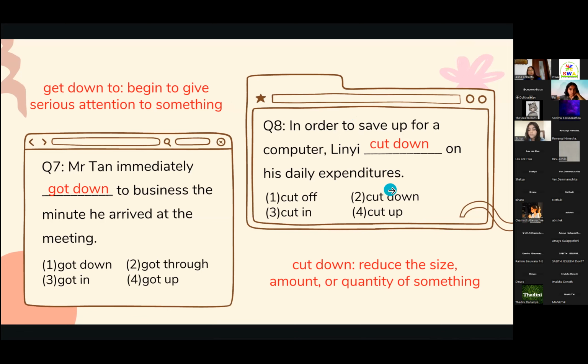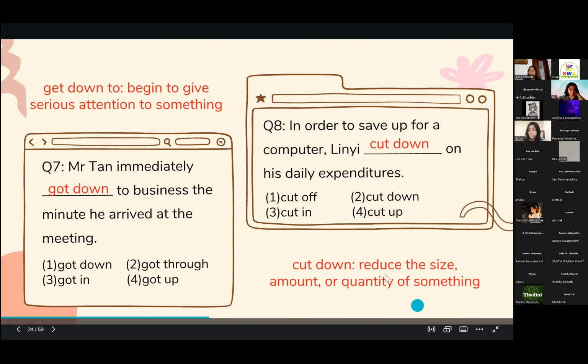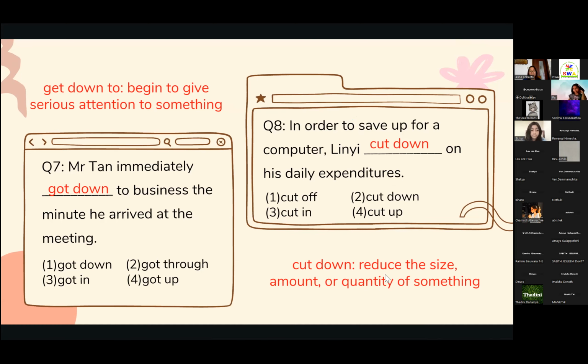But you can use cut down for other expressions also. Like instead of money, you can also say you want to cut down on maybe sugar because you're eating too much sugar and you want to watch your health. Yeah, those are some examples of how you can use the phrasal verb cut down.